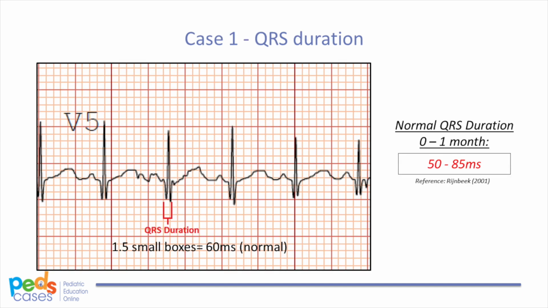Going back to our case, the normal QRS duration for a 4-week-old is between 50 to 85 milliseconds. Our QRS duration measured in lead V5 is 60 milliseconds, which is normal.